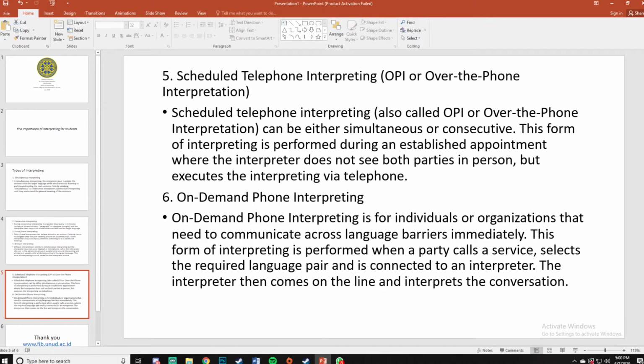The last one is on-demand phone interpreting. On-demand phone interpreting is for individuals or organizations that need communication across language barriers immediately. This form of interpreting is performed when a party calls a service, selects the required language pair, and is connected to an interpreter.